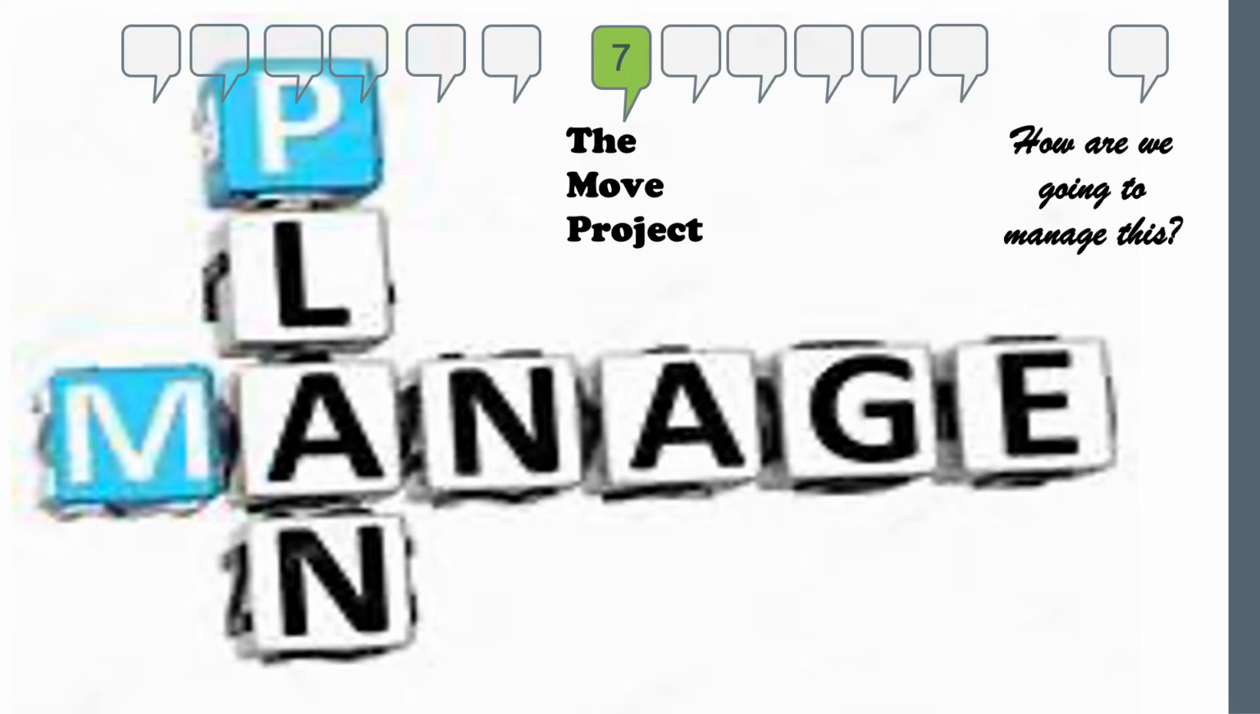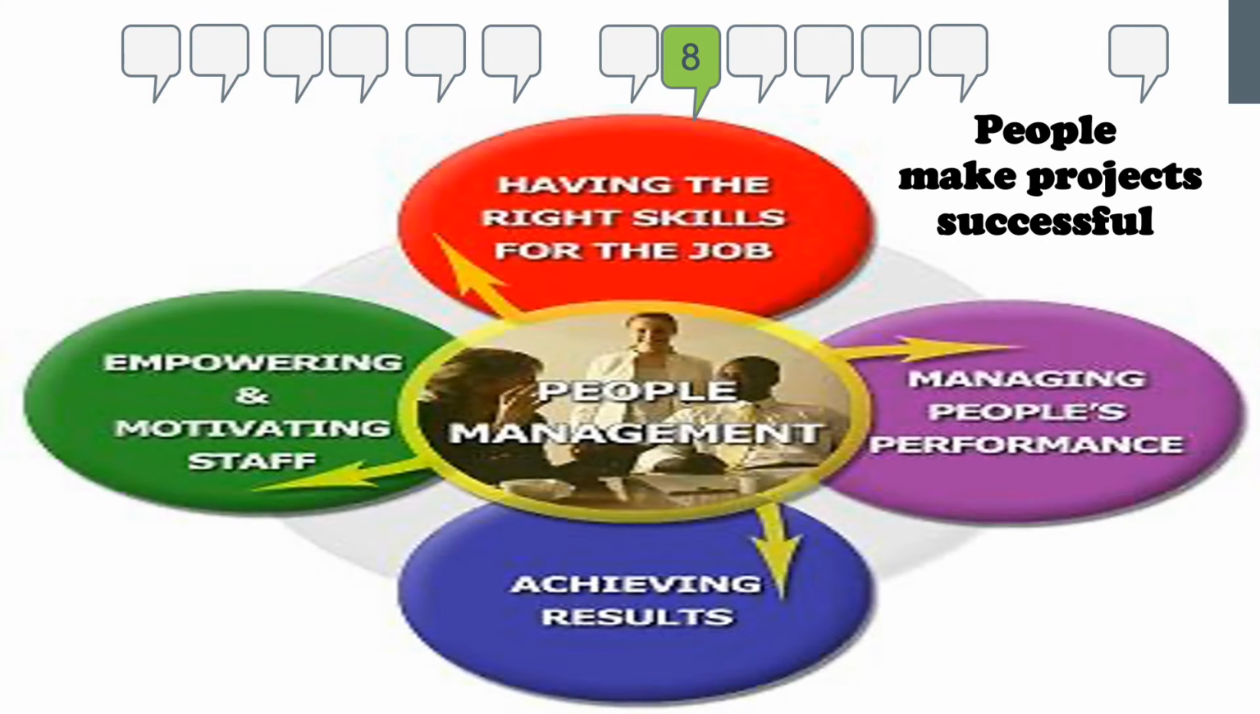Now, how are we going to do this? How are we as a project team going to do that? Let's move on. Well, like all things that we do when it comes to project management, we plan it, we manage it, we do it, we evaluate it, we review it, we make adjustments, and we do it again. And we continue on that path. So basically, that's the way that we're going to handle this project.